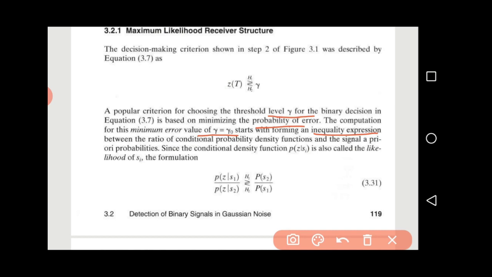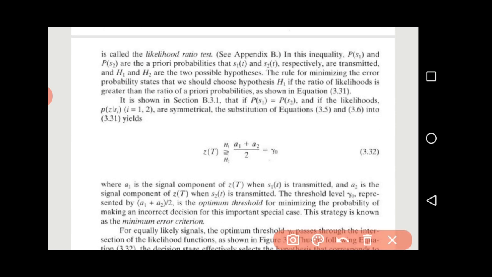Since the conditional density function p(z|s1) is also called the likelihood of s1, the formulation I am talking about, p(z|s1) over p(z|s2) greater than or less than P(s2) by P(s1) for H1 and H2, is called the likelihood ratio test. In this inequality, P(s1) and P(s2) are the a priori probabilities that s1(t) and s2(t) respectively are transmitted, and H1 and H2 are two possible hypotheses.